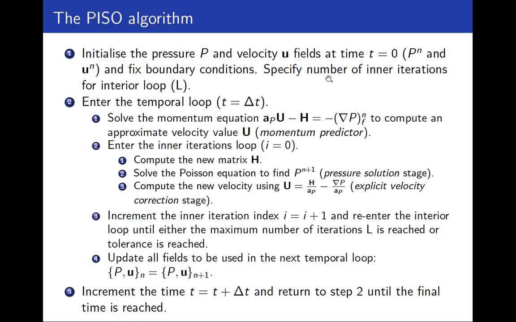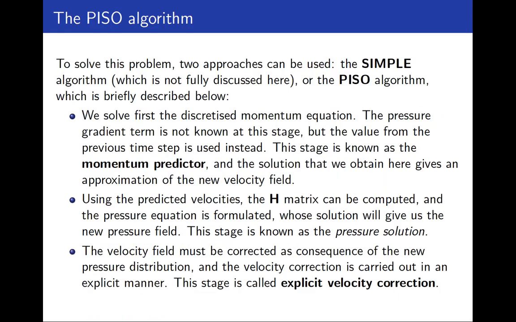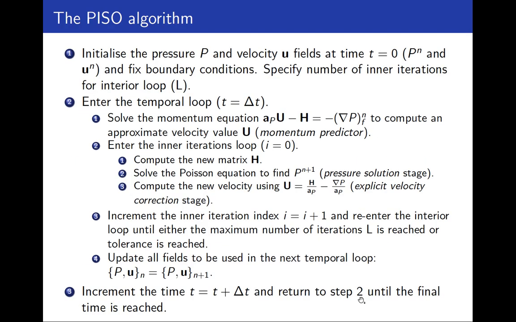And then you will have to specify the number of inner iterations for the interior loop. So that means you will have to assign a value to L. So that means how many times you want to do the pressure solution step and how many times you want to do the explicit velocity correction stage. And then you enter the temporal loop. So that means that you will be increasing the time by delta t.